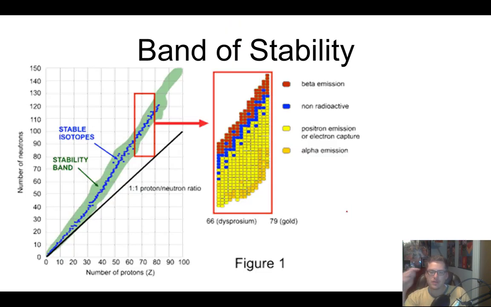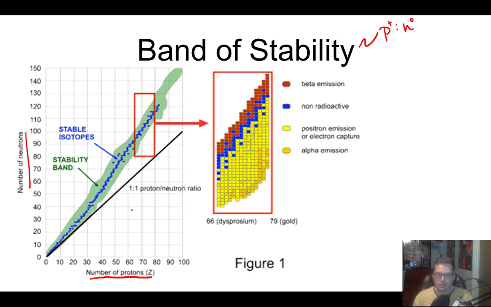All right, now this is a very important slide. Okay, this is called the band of stability. Now remember, stability is defined by the proton to neutron ratio. Okay, so we really care about how many neutrons we have to how many protons we have. All right, so on this graph here, we've got the number of neutrons on the y-axis, okay, and the number of protons on the x-axis. Okay, so this black line here represents the 1-to-1 proton to neutron ratio. So this is assuming that it's perfect. When you've got 10 protons down here, you've got 10 neutrons right here. All right, and then 20, and then 30, 40, 50, 60.